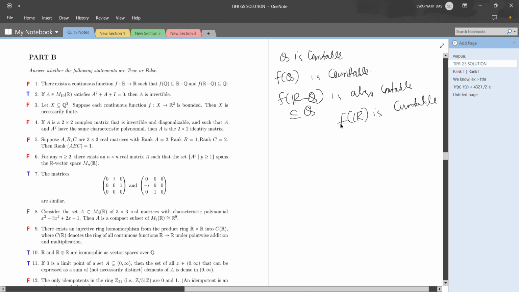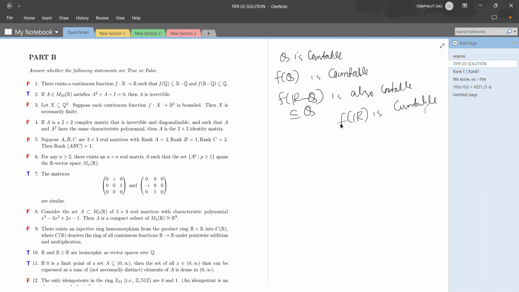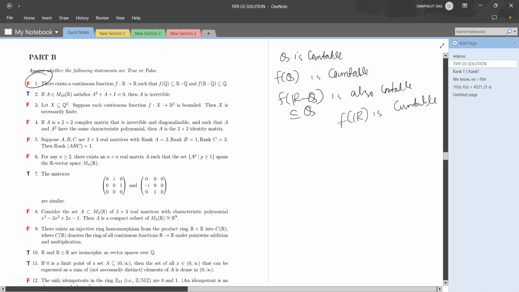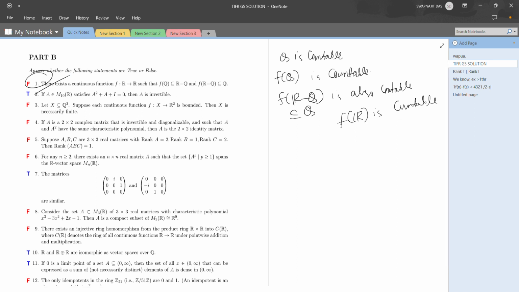and f is continuous. The image of a continuous function in R must be an interval, right? But if it is any non-trivial interval, then it will be uncountable. That means f must be constant. But since f of any rational number is an irrational number, and f of any irrational number is a rational number, it cannot be constant. Hence, there doesn't exist such a continuous function. So this is false.